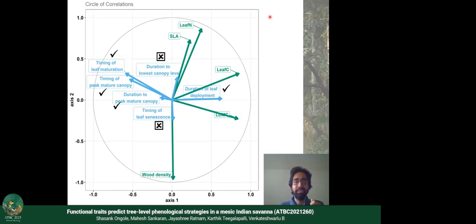We conclude that species functional traits related to carbon investment in leaves can therefore predict phenology in this system, provided the phenology variables show greater interspecific variation than intraspecific variation. This also suggests that a tropical deciduous tree functional type in dynamic global vegetation models may not adequately capture these diverse strategies.